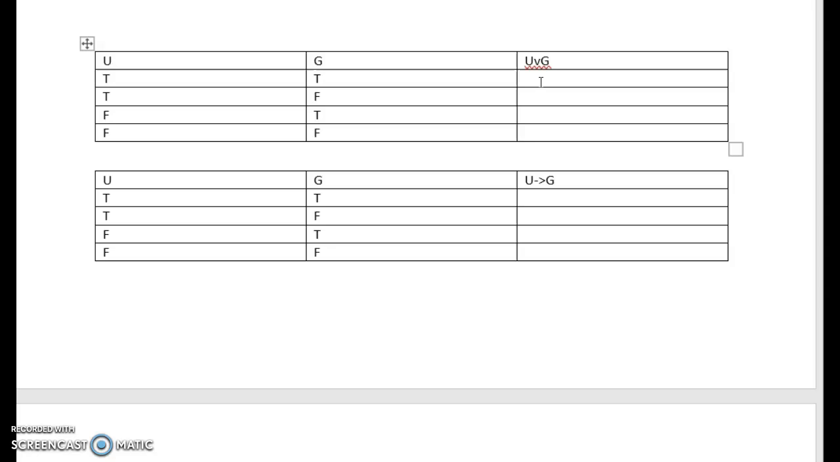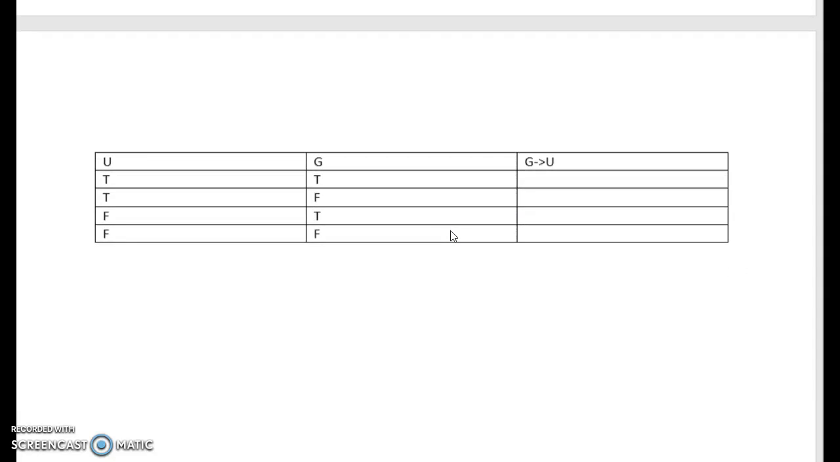Okay, so now we have U or G. It is true so long as at least one of the two parts is true, right? And then we have the conditional, which is only false when the antecedent is true and the consequent is false. And that's what we have here, right? The antecedent is true and the consequent is false. So we populate it like this.